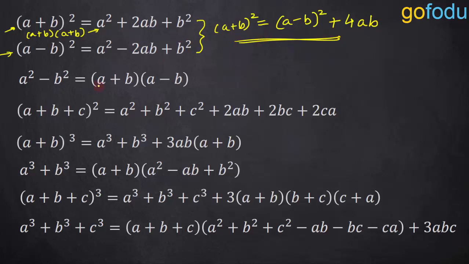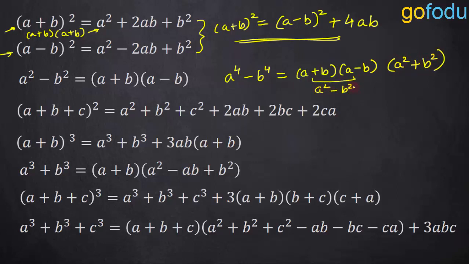Next is A square minus B square is equal to A plus B into A minus B. And similarly, we can write A to the power 4 minus B to the power 4. And this could be written as A square whole square minus B square whole square. So, this would be A plus B into A minus B into A square plus B square. This is A square minus B square, and you multiply it with this, you will get A to the power 4 minus B to the power 4.